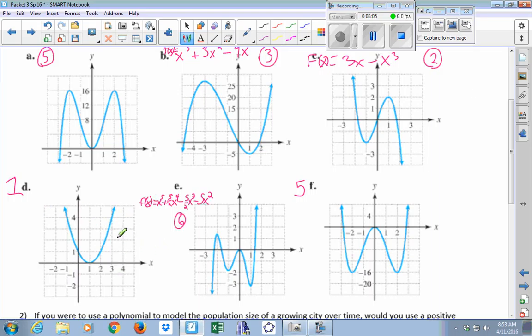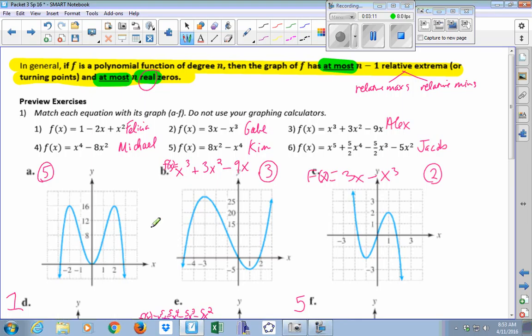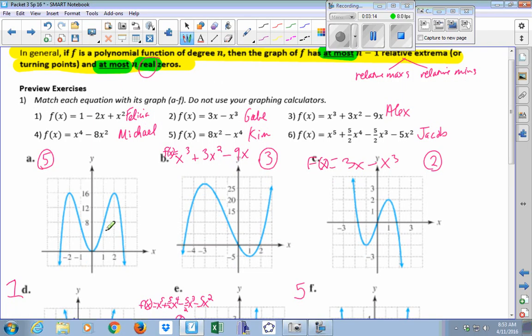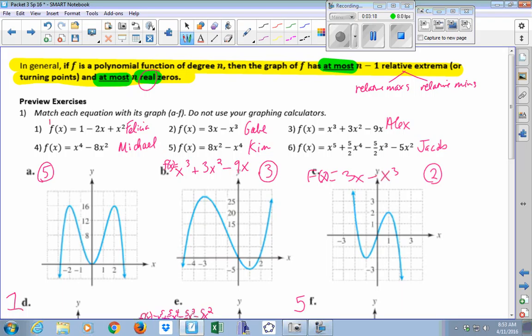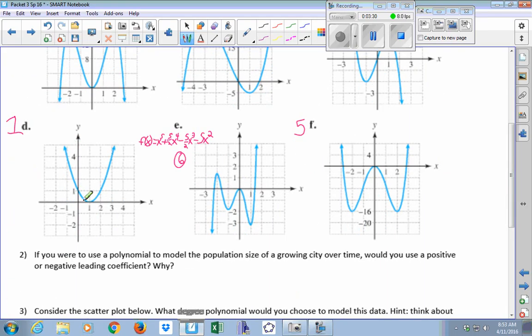So let's take a look at this sentence we just looked at. So here's a quadratic equation. What's the degree of this quadratic equation? N equals what? 2. So this says it has at most 2 minus 1, 1 turning point, which is exactly correct here. We have 1 turning point. It's located at 1, 0. That's what we call our vertex. It's also our turning point. And in this case, you could actually call that the minimum of the function.